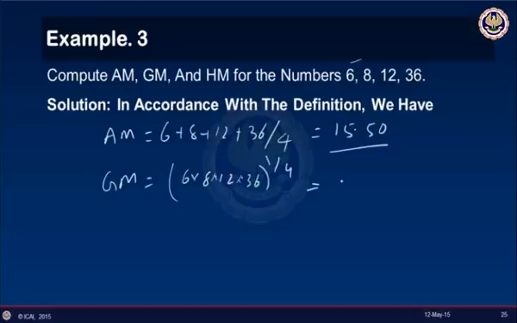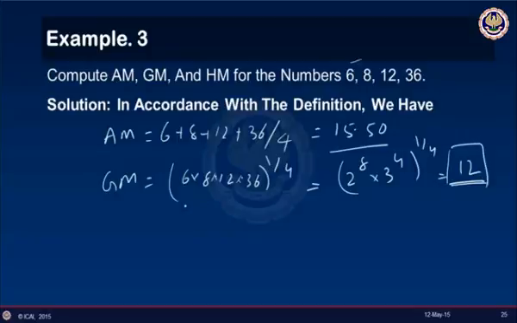1 by 4, which is 2 to the power of 8 into 3 to the power of 4, whole to the power of 1 by 4. The powers are 4 and 8, so cancel, and this will be 2 square into 3, that is 4 3s are 12. 12 is the geometric mean.